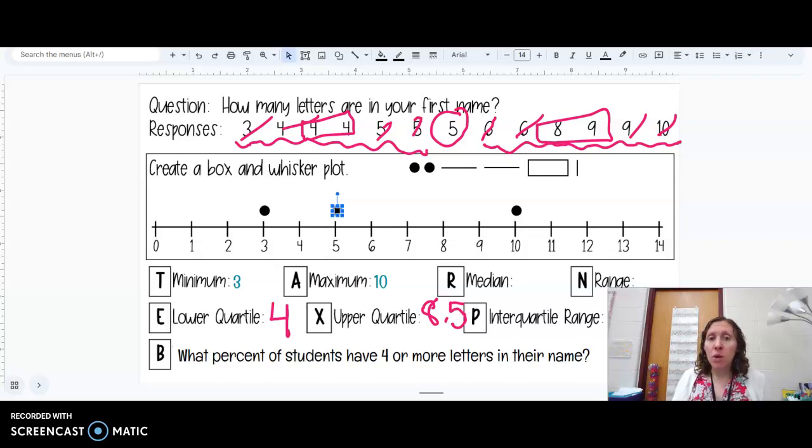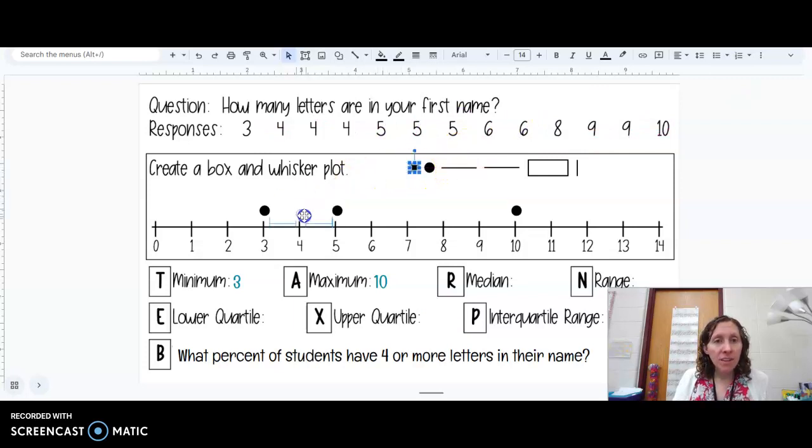All right, I'm going to plot those points. So lower quartile at 4, upper at 8.5. So there's a point here. And then this one goes in between 8 and 9 at 8.5.